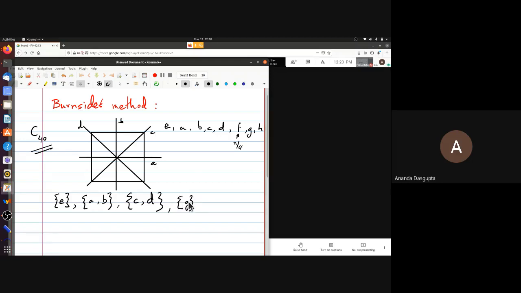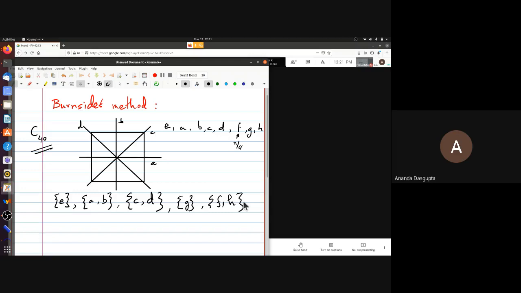G, the 180 degree rotation, is in a class by its own, and the 2 non-trivial rotations, 90 degree and 270 degree rotations, are actually in their same class.